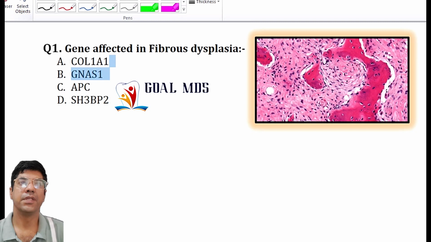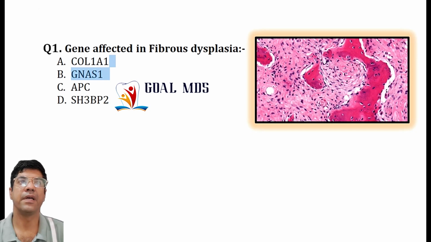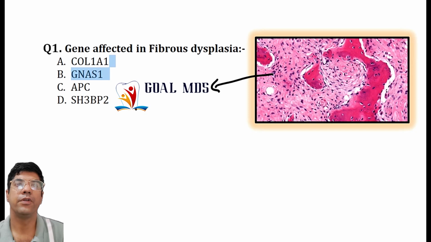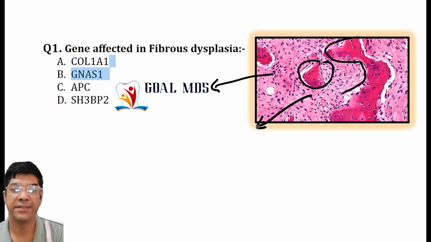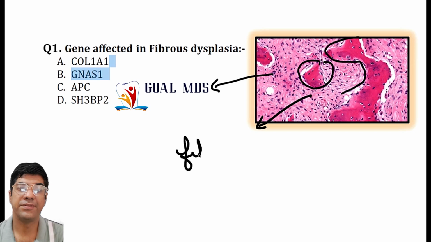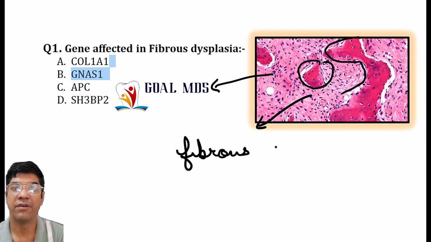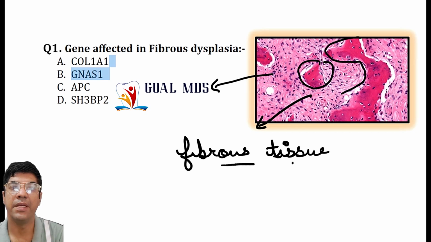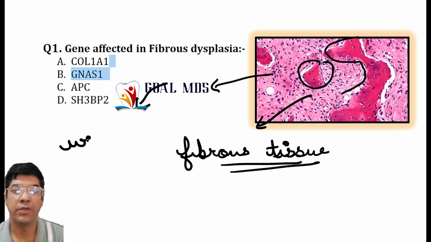So let us discuss our first question, the gene that is affected in fibrous dysplasia. First of all, you should know what fibrous dysplasia is. It is a bone disorder that is characterized by abnormal growth, and there is development of fibrous tissue in the place of bone. So in place of the bone you will see what? There will be fibrous tissue. In place of the normal bone you will see the fibrous tissue.